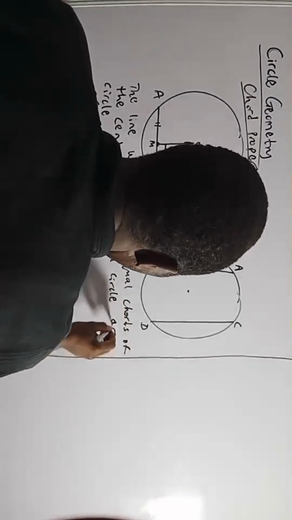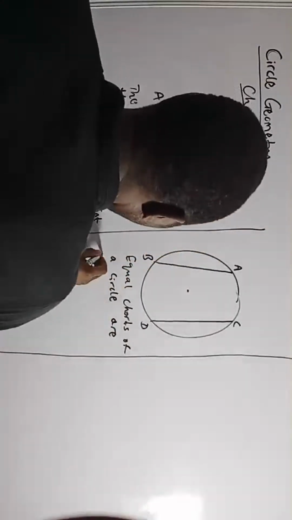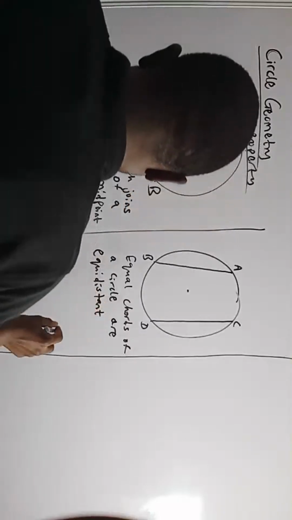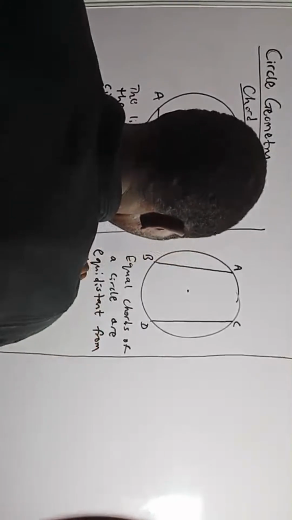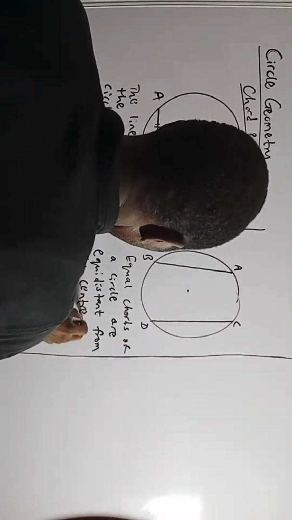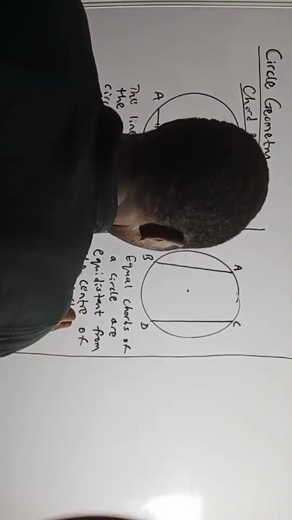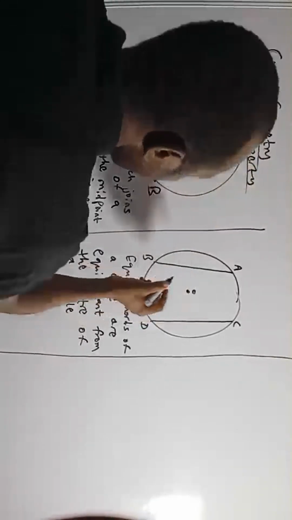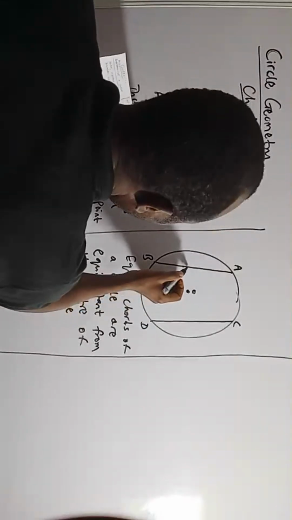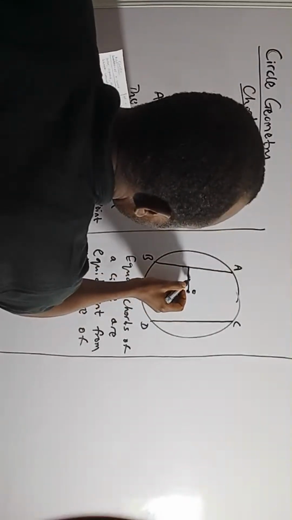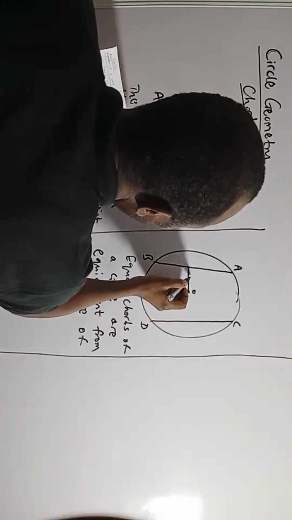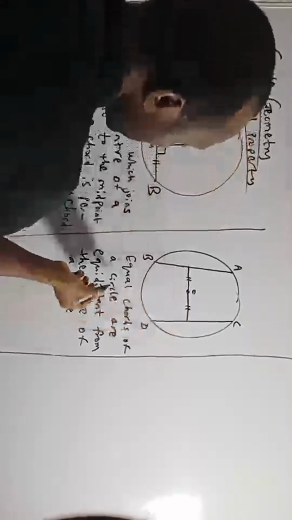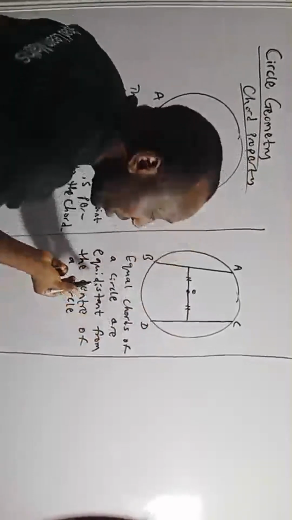are equidistant. I will explain what this means. Are equidistant from the center of a circle. So see, if this is the center of the circle, right? It means that from here to here, for example, the distance from this chord to this center will be the same from here to this. It's not drawn to scale, obviously. So equal chords of a circle are equidistant.